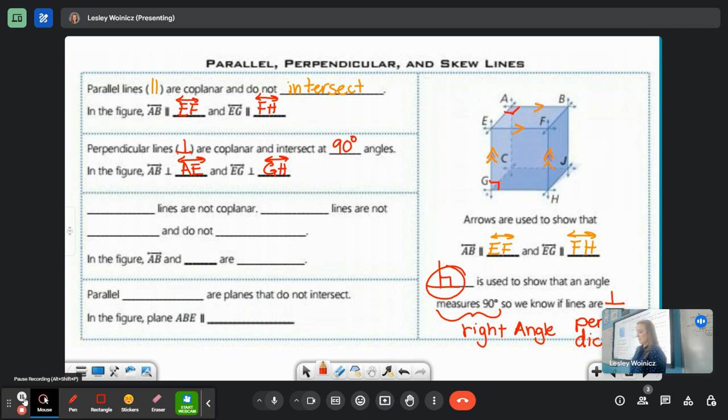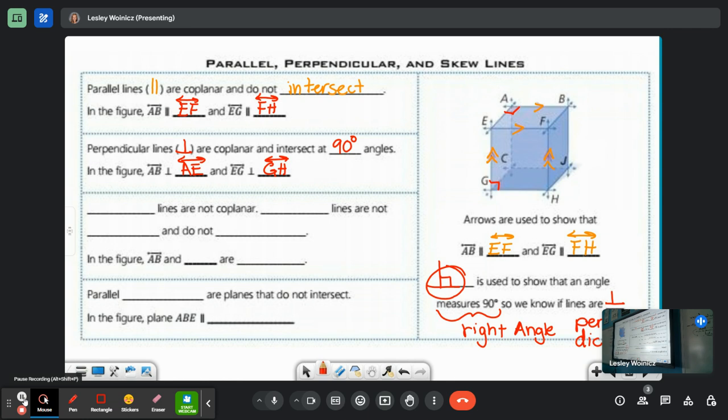Now, if I take my parallel lines and rotate one so that they're not in the same plane anymore, are they ever going to touch? No. Okay, but are they parallel? Now they're skew. So lines that aren't parallel but still never touch are called skew.